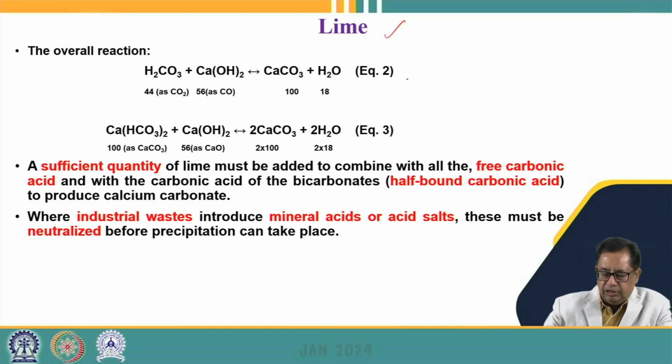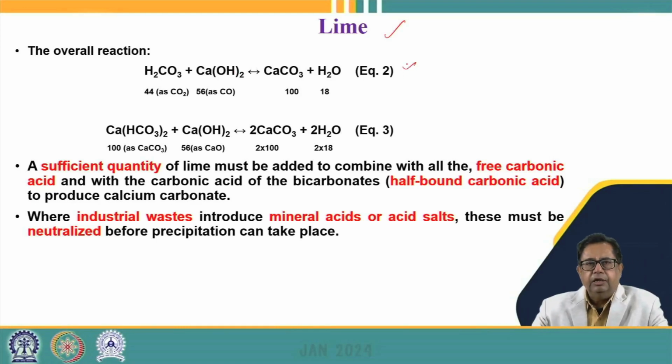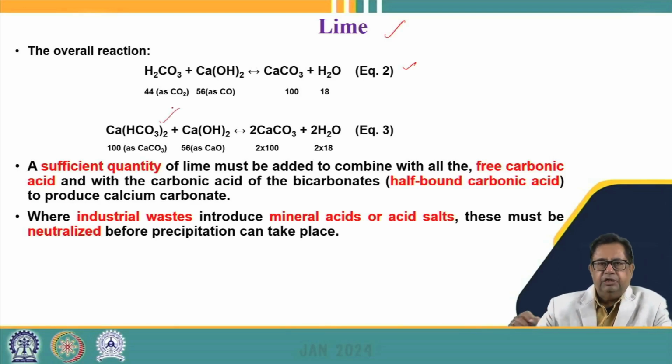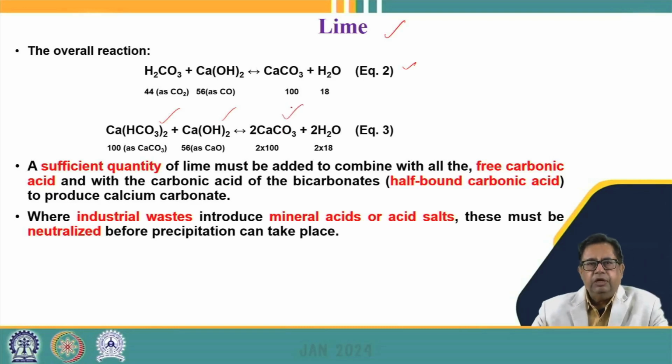For example, here the first reaction shows that carbonic acid is present, and the carbonic acid reacts with the calcium hydroxide, that is the lime, and it forms calcium carbonate. Similarly, when alkalinity is present in the water or wastewater, in that case also the lime can react with it and it can lead to the formation of calcium carbonate. So this means that we have to add a sufficient quantity of lime so that it can combine with the free carbonic acid as well as the half bound carbonic acid which is present in the form of alkalinity, so that it can produce the calcium carbonate precipitates.